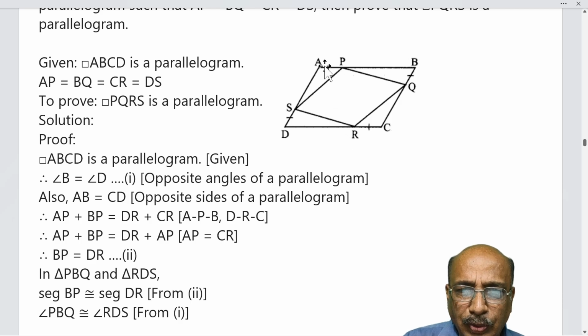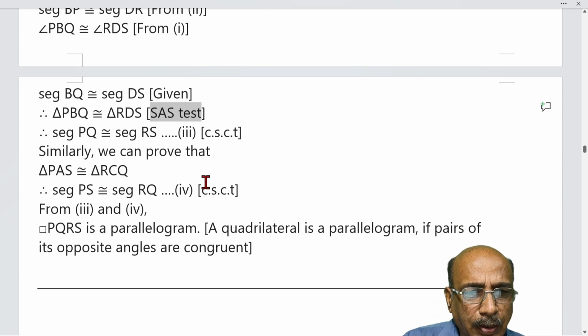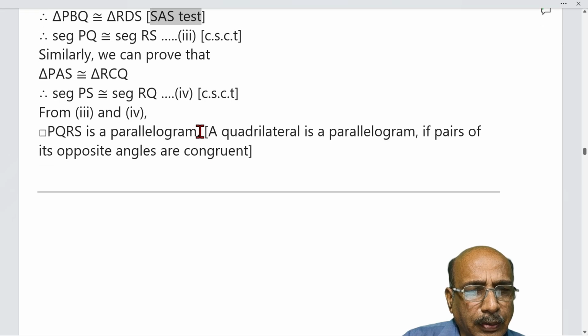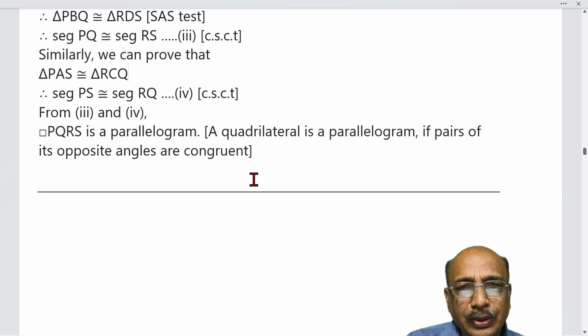Similarly, considering the two triangles APS and QRC, we can prove similarly that they are congruent by SAS test. Therefore, segment PS is congruent to segment RQ. From the third and fourth equations, quadrilateral PQRS is a parallelogram. Reason: a quadrilateral is a parallelogram if pairs of its opposite sides are congruent.